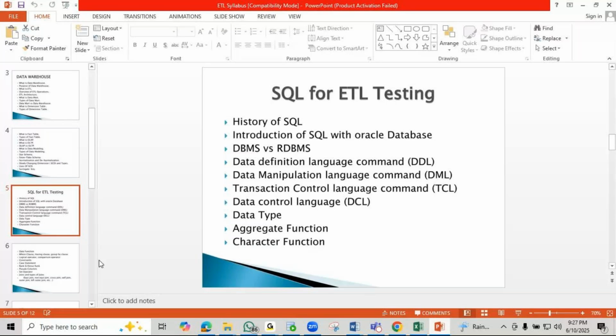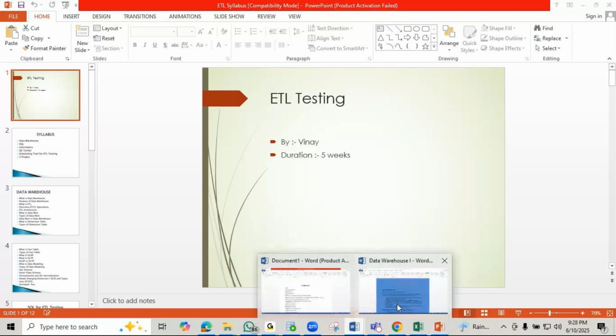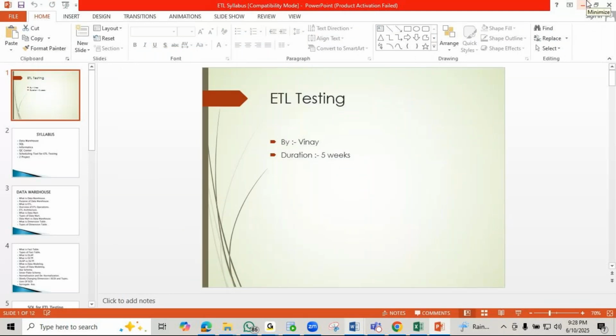Okay, sir. Thank you, sir. So end to end will be covered. Sir, will we be getting a soft copy of the material? Yes, you will receive all these notes. This syllabus you will receive, as well as the notes which I was sharing on the screen. Along with that, SQL notes, Informatica notes, and data warehouse notes. For every class, you will receive the notes, and you will receive the recording also on a daily basis.